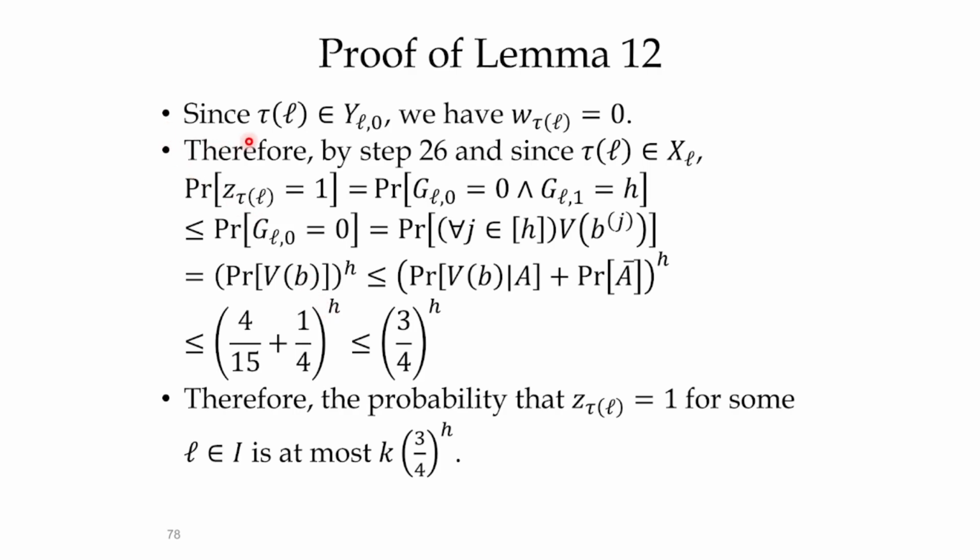Okay, since tau of L is in capital Y L0, we have W tau of L being equal to 0. Therefore, by step 26, and since tau of L is in capital XL, we have all of these probabilities over here, and they are all less or equal to 3 divided by 4 powered by H. And therefore, the probability that Z tau of L equals 1 for some L in capital I is at most K times 3 divided by 4 powered by H.